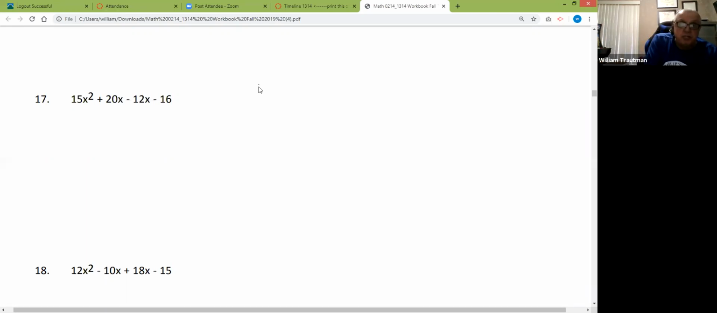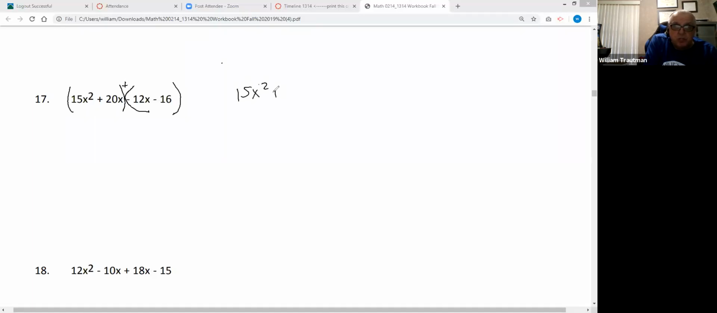Step 1, put a parentheses around the first 2 terms. Put a parentheses around the second 2 terms. If the third term is negative, the negative has to be in that parentheses. Make sure there's a plus sign between it. So I'm going to write it over here, 15x squared plus 20x, make sure there's a plus sign between it, -12x minus 16. That's step 1. Step 2, factor each parentheses with the GCF.